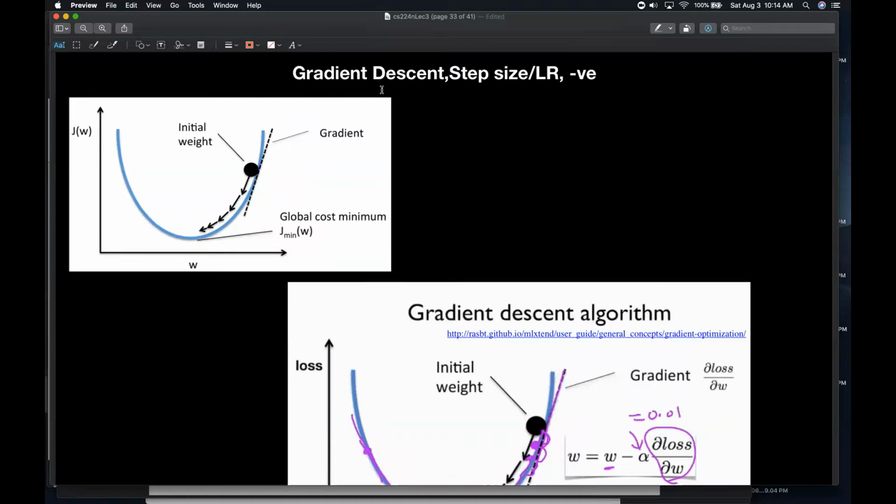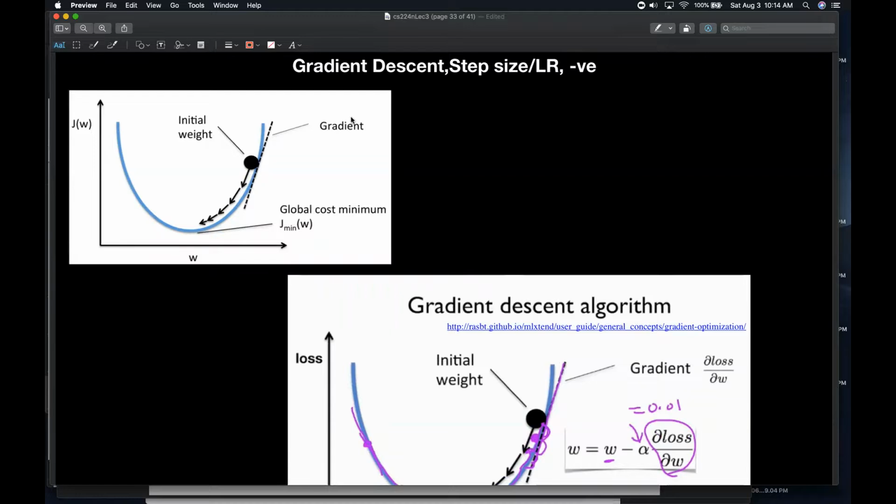Breaking this into two parts, there is gradient. So what is gradient? We already discussed that. That was giving you the slope at a point. So you make an initial guess on this bowl or this loss function. So you choose a certain W, randomly chosen.